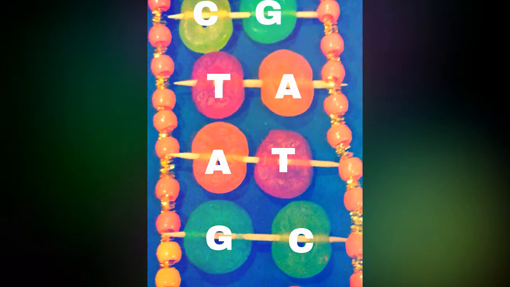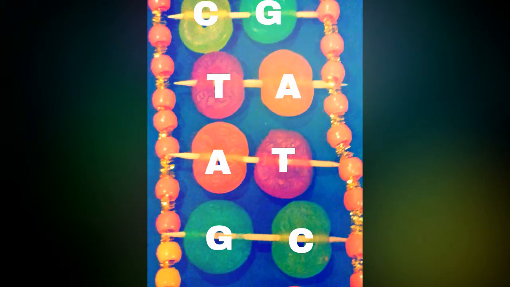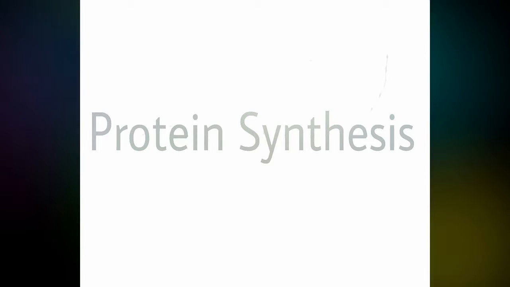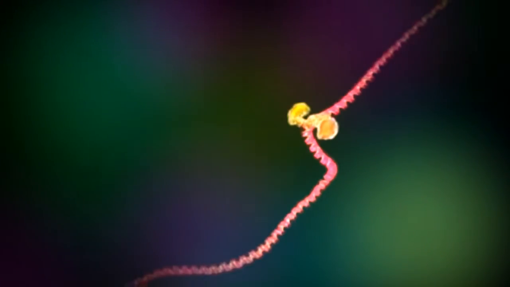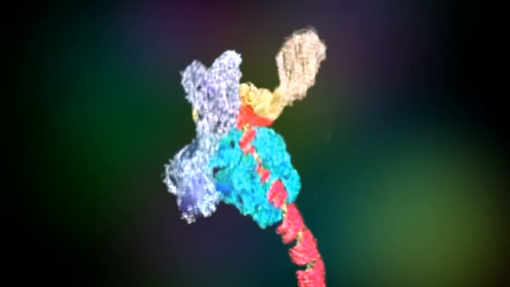red represents thymine. RNA polymerase is an enzyme that binds to DNA and separates the DNA strands during transcription. The first step of protein synthesis is transcription. In transcription, the code contained by the DNA is rewritten onto the mRNA, aka the messenger RNA.